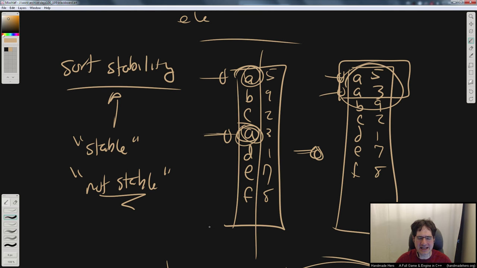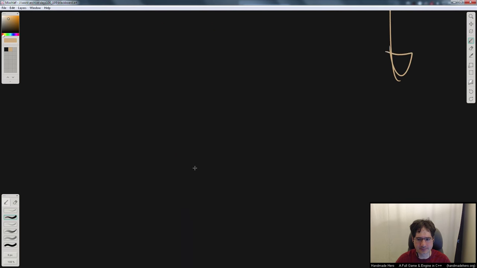To be honest with you, I can't think of a time I've ever cared about stable sorting. Doesn't mean you don't care. Just means I don't usually care.